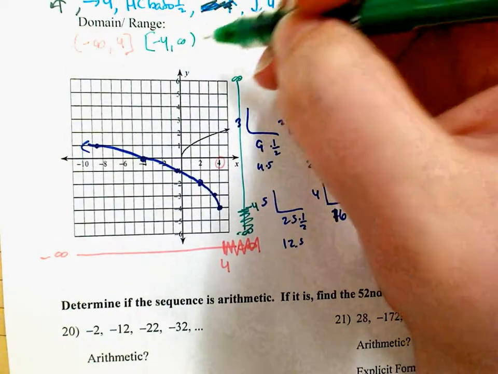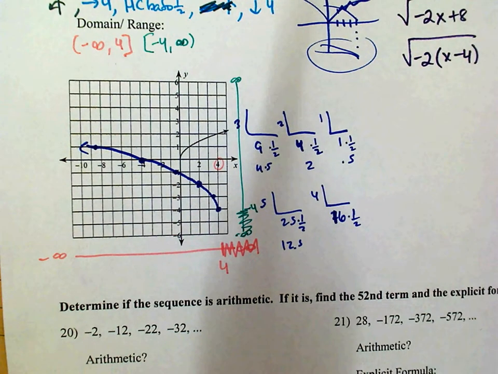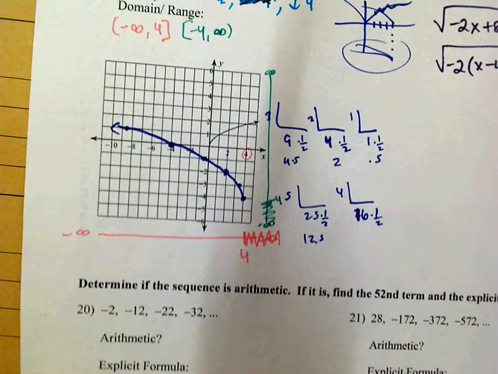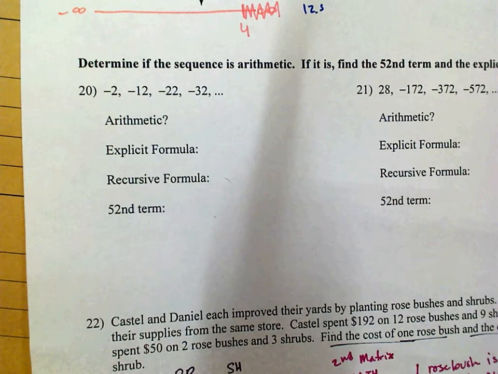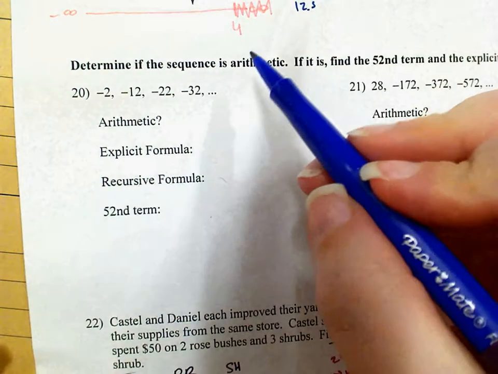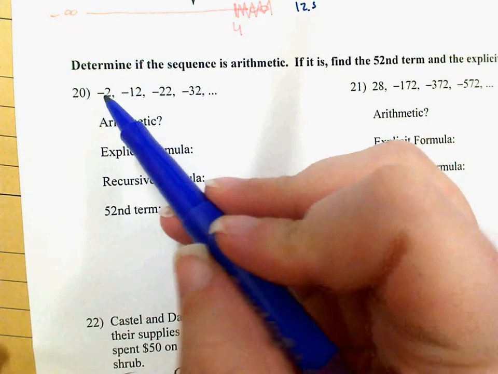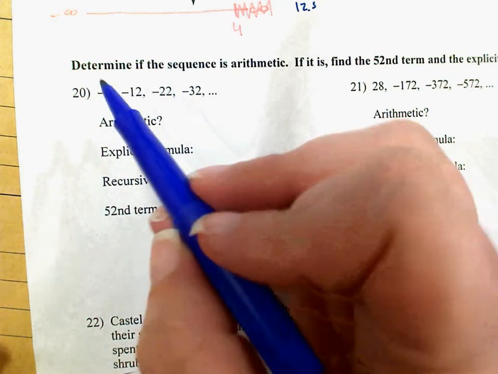On 20 and 21, which I did say you could use calculator on, we got to find out if it's arithmetic, and if it is, then we're going to answer all this information about it. So you need to see if there's a common difference. What you can always do is do the second term minus the first, the third term minus the second, the fourth term minus the third, and if you get the same thing, you're good. Or you can just say the difference between here, I can tell, is that I'm going down 10, and another down 10, which means it is arithmetic.